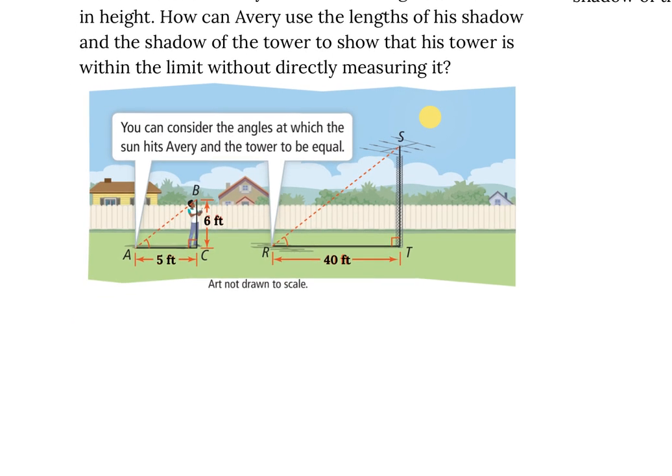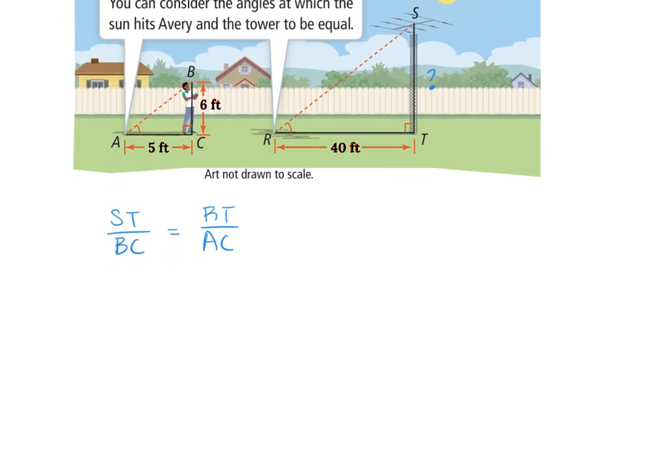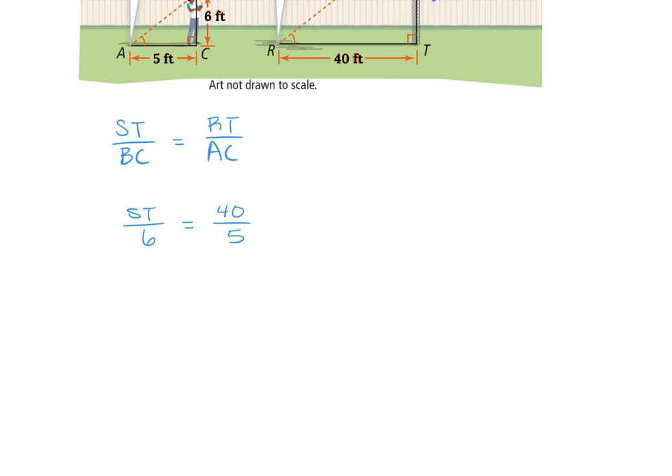Okay, so we want to set up our ratios here. We're trying to find the height of the tower, ST, and that should match up with BC. We know RT, which would match with AC. Now I can just plug in the information. So ST we don't know, we're going to leave that as ST over BC, which is 6. RT is 40. AC is 5. And we'll cross multiply.